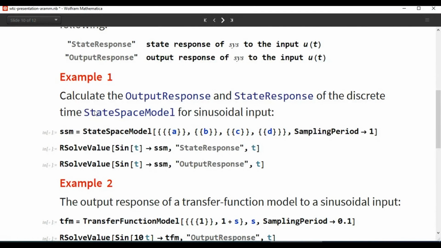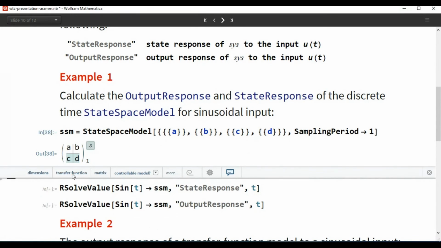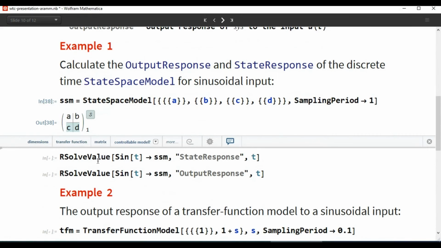And here are examples. Let's try to calculate the output response and state response of a discrete time state space model for sinusoidal input. At first, we have to generate a discrete time model. We can do that using the sampling period option in the state space model. As a result, we will get this type of expression, and this one here means that we have a discrete time system model. For discrete time system models, we don't have differential equations. Instead, we have difference or recurrence equations. So we have to solve them using RSolve or RSolveValue in this case.